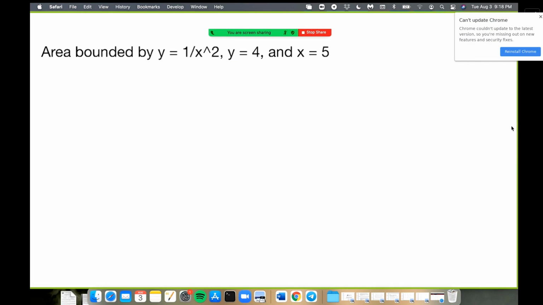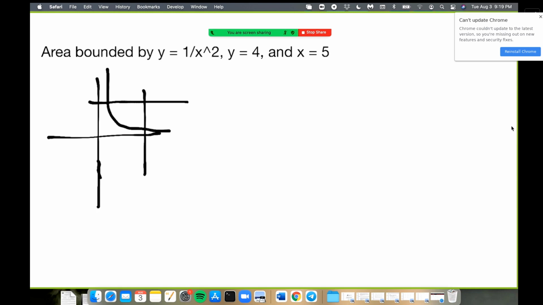So first of all, the first thing that I think of is to make a graph, because for me, graphing helps me visualize these problems really well. So I don't exactly know what y equals 1 over x squared looks like, but I can assume, because of the inverse relationship between y and x, that it might look something like y equals 1 over x. So I'll draw that right here. And then we know that there's a line at x equals 5 right here, and then y equals 4. So that's sort of an approximation of what this graph looks like.